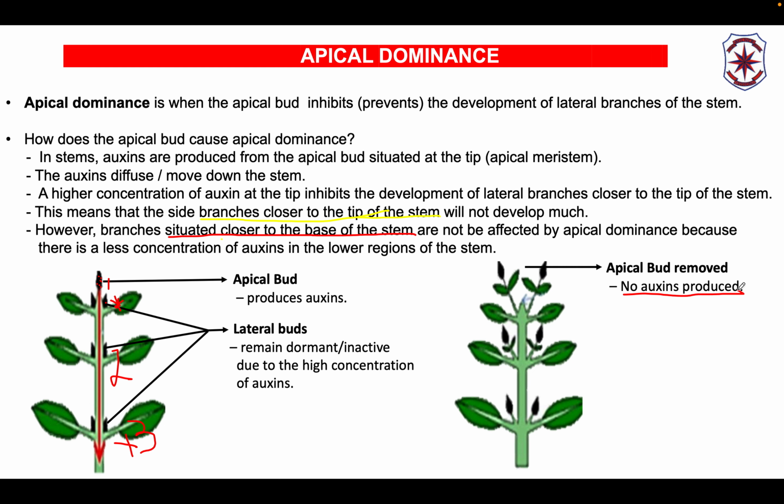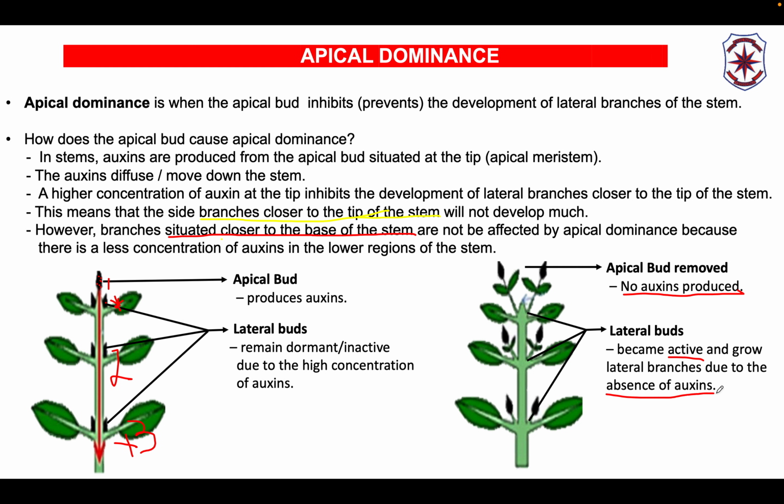Now, if we don't have auxins, what is going to happen? Look at what happened to the lateral branches. The lateral buds become active, and the lateral buds will sprout or grow lateral branches. And why is that? Why do these lateral buds now start forming lateral branches? This is due to the absence of auxins.